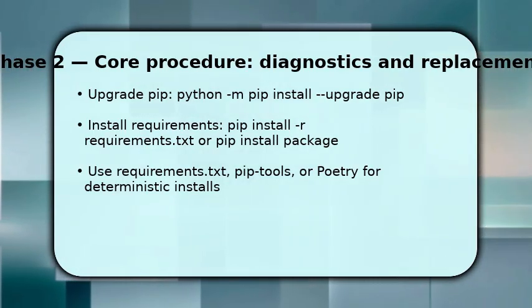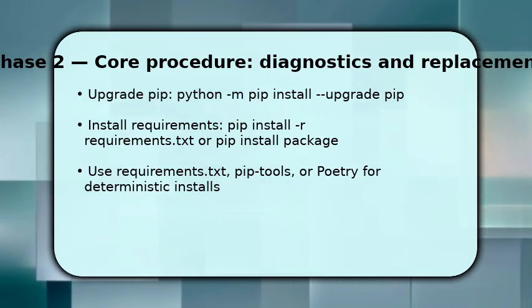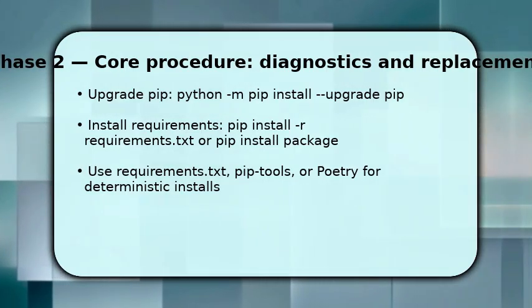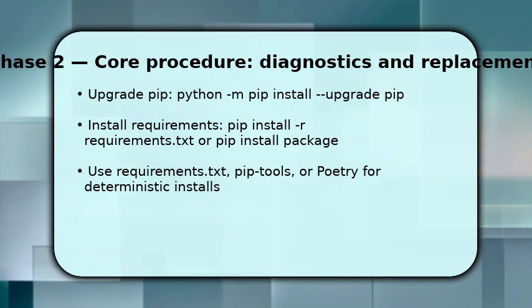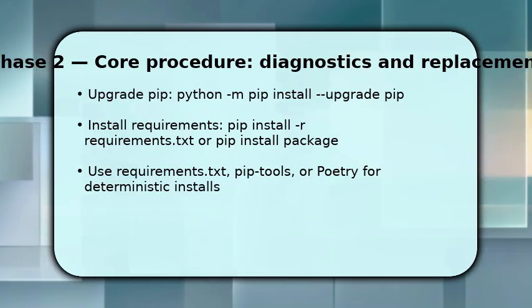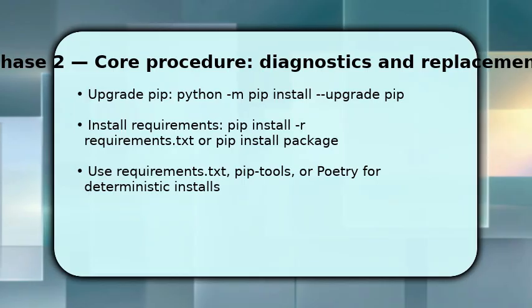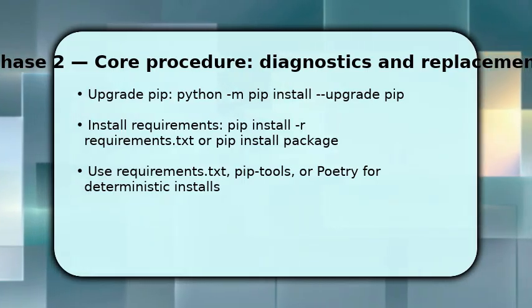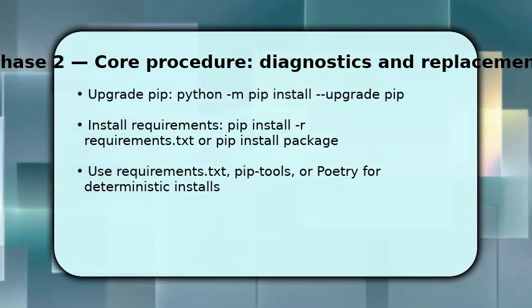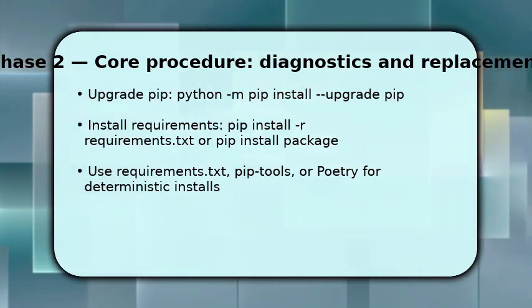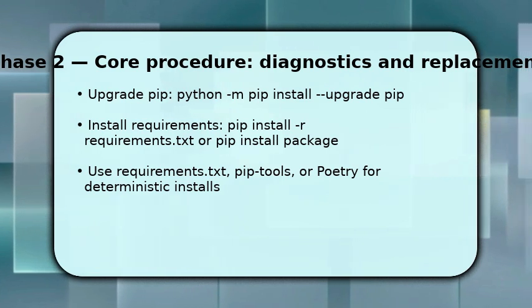Now that your venv is active, focus on package management. First, upgrade pip so you get the latest resolver and speed. Run python -m pip install --upgrade pip. Then install needed packages with pip install package, or pip install -r requirements.txt for multiple dependencies. Once done, pin versions using pip freeze > requirements.txt, or use pip-tools or poetry for locked installs. This ensures consistent environments across machines.